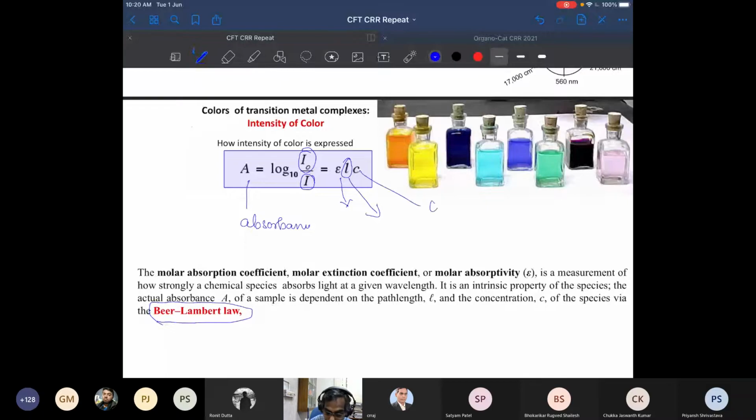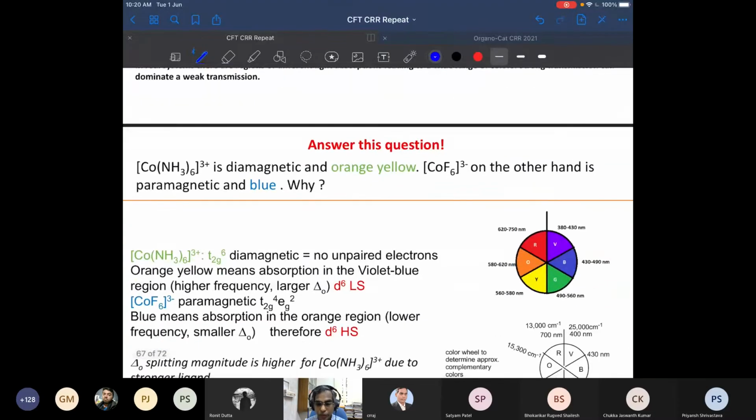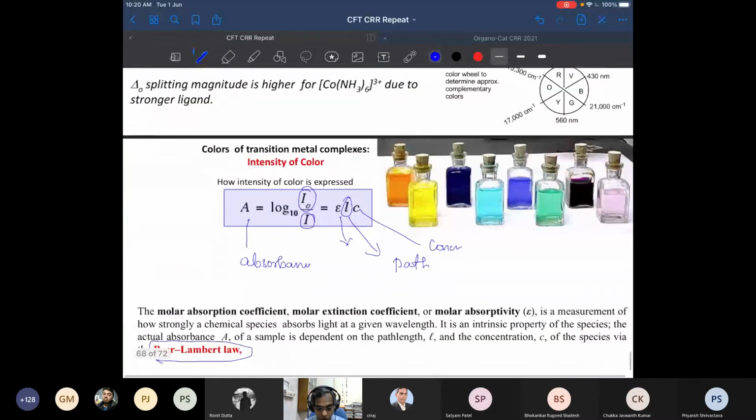C is the concentration. L is the path length, that is the distance through which the light passes. And epsilon is the molar extinction coefficient, which is a constant. In your first year, when you go for lab classes, your teacher will be teaching this Beer-Lambert law. The first experiment is based on it. That is why I am bringing it up: we are talking about the color, and the energy gap between the t2g and eg orbitals, which in turn relates to lambda max, the wavelength at which it gives the maximum absorbance. All these are related to the Beer-Lambert law.